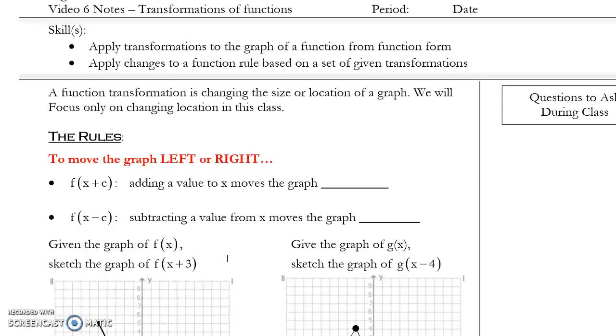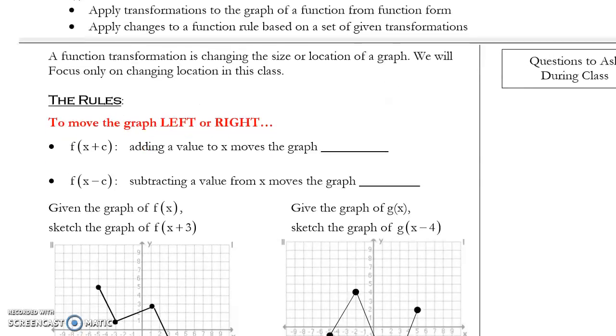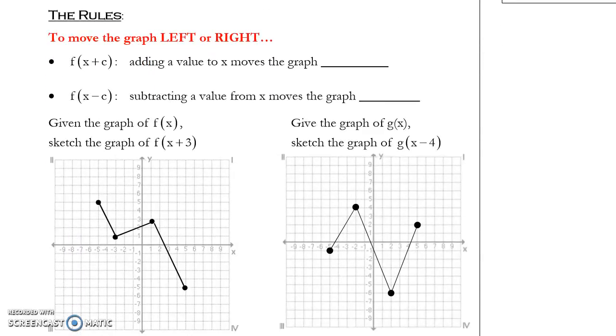By definition, a transformation of a function is changing the size or location of the graph. We're only going to focus on changing the location. Changing the size of the graph is something that's a little bit more advanced and you'll look at in Algebra 2. You'll also study that a little bit in geometry. So, let's get right into the rules. The rules of our transformations.